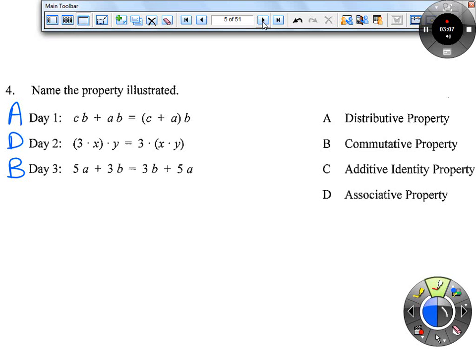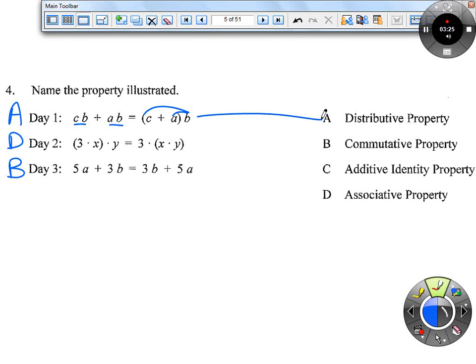Name the property. So you have to look at the left side of the equation and the right side of the equation and see what the change is. When you look at this one, you can tell that really what's happened is the B has been distributed, because it's C times B and then the A times the B, and that's the distributive property.